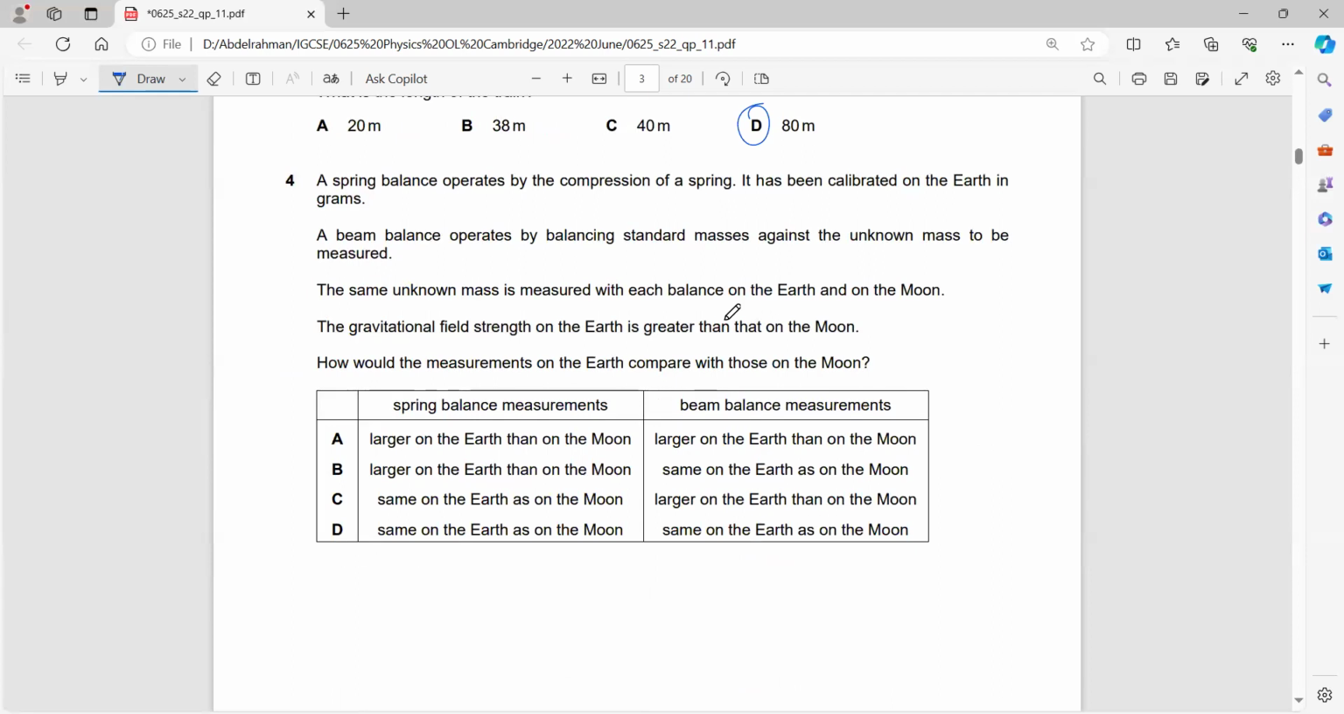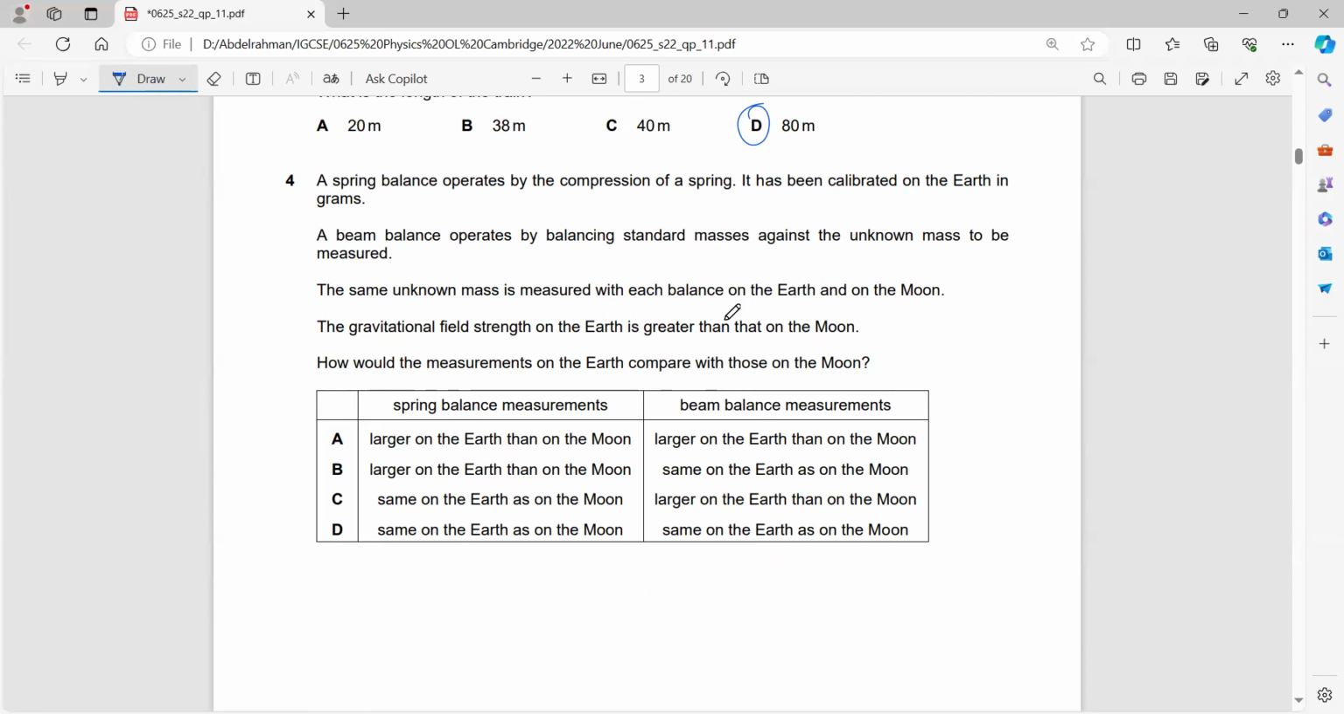A spring balance operates by compression of a spring. It has been calibrated on Earth in grams. A beam balance operates by balancing standard masses against an unknown mass to be measured. The same unknown mass is measured with each balance on Earth and on the Moon. The gravitational field strength on Earth is greater than on the Moon. How would the measurements compare with those on the Moon?